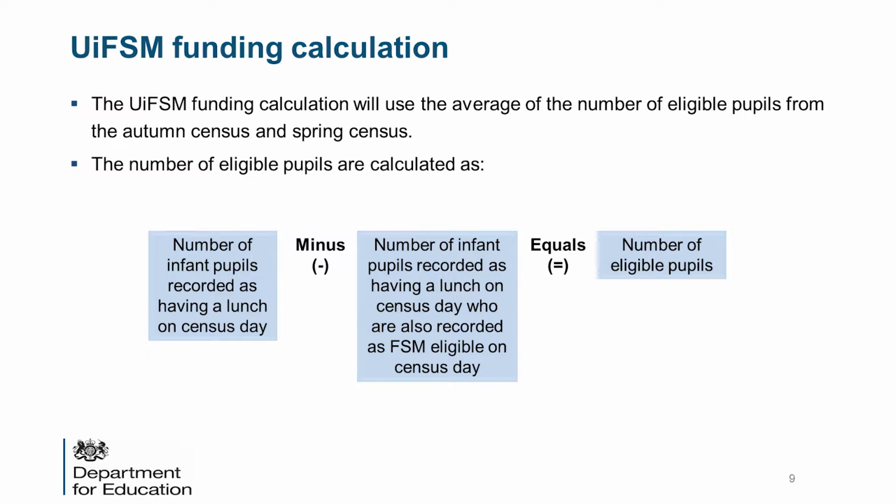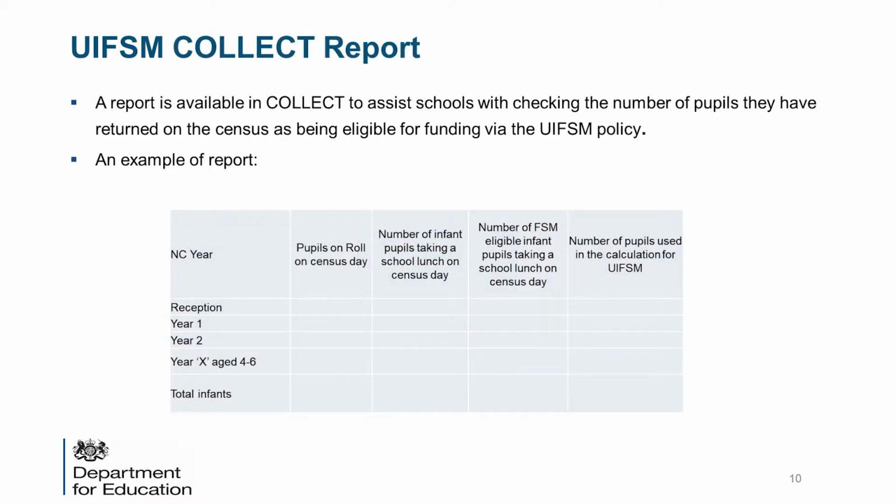The calculation of eligible pupils will be the number of infant pupils recorded as having a lunch on census day minus the number of infant pupils recorded as having a lunch on census day who are also recorded as FSM eligible on census day. A report showing a breakdown of the pupils included in the UIFSM funding calculation will be available for you to run in Collect.